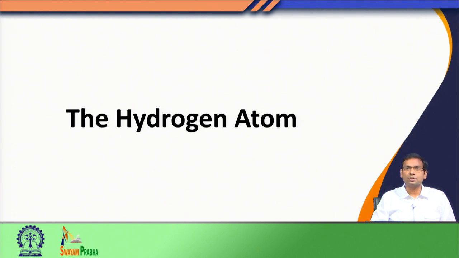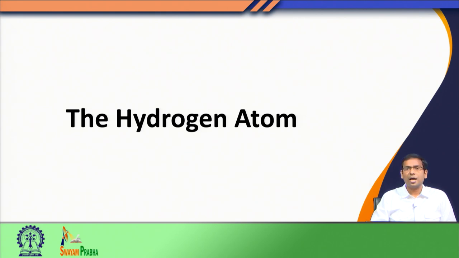Now, after covering all these topics, we have come to a situation where we can take up one realistic chemical system, that is the hydrogen atom. Hydrogen atom is the simplest of all the atoms in our periodic table, but as we would see, the quantum mechanical solution of this problem is quite complex and challenging. It took several decades for us to come to this final solution, and in the course of our lectures in the next few classes, we would derive the quantum mechanical solution of the hydrogen atom from scratch.